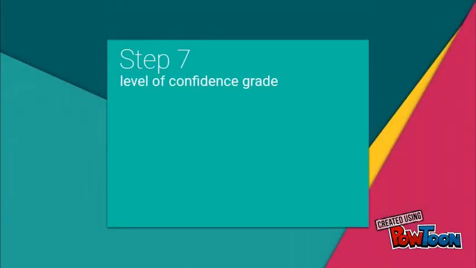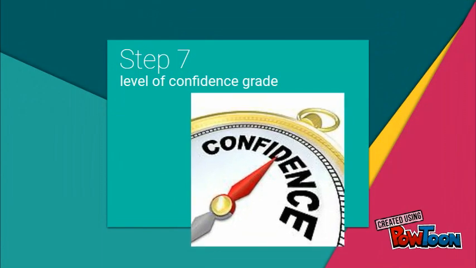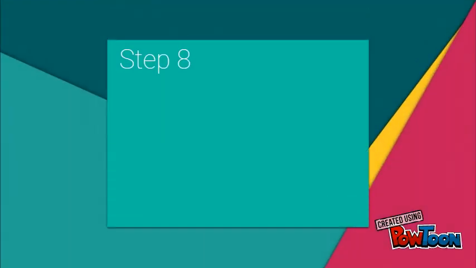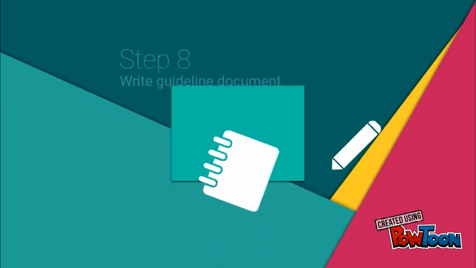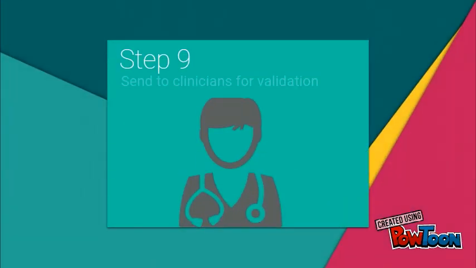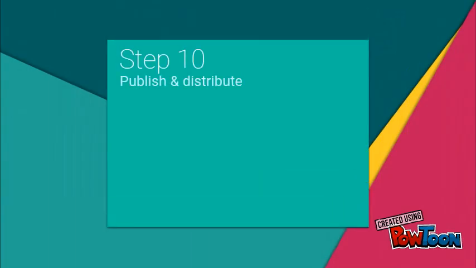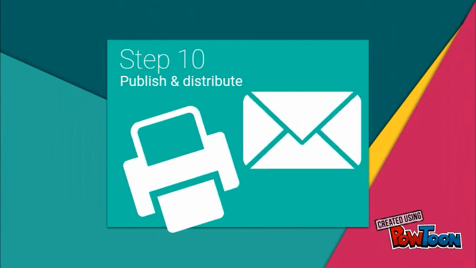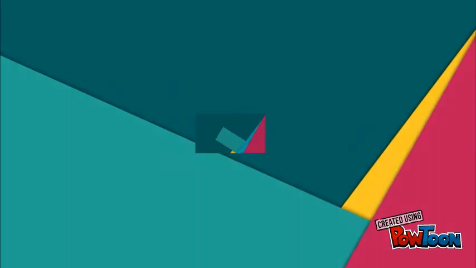Beyond the strength of the evidence, you'll need to determine the confidence level in which the recommendation will improve the intended health outcomes. You are now ready to write a formal guideline document. But before distribution, you need to send it to clinicians or other health professionals for validation. Once validated, you're ready to publish and distribute those guidelines as needed.